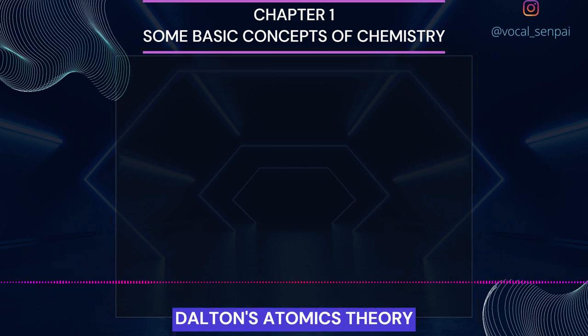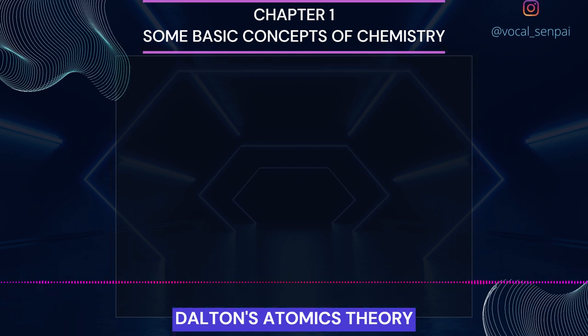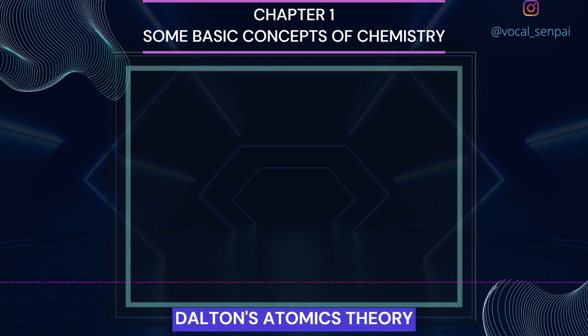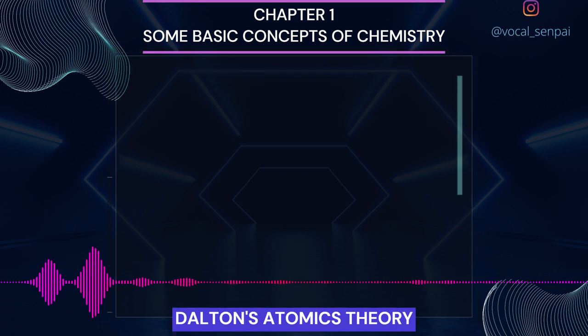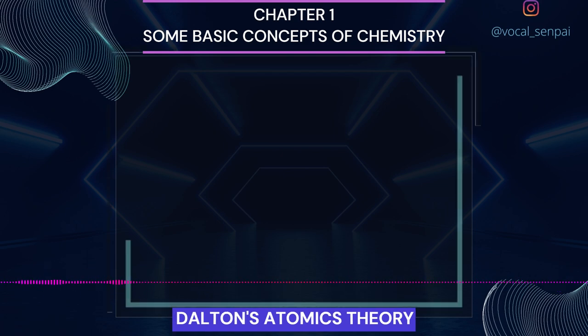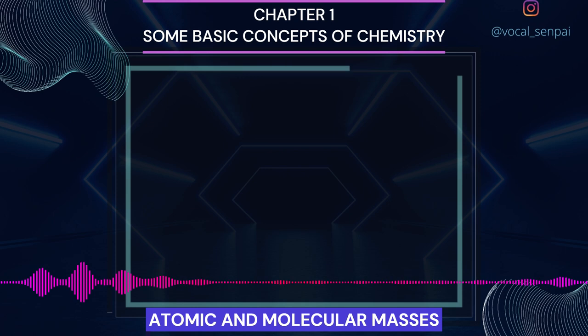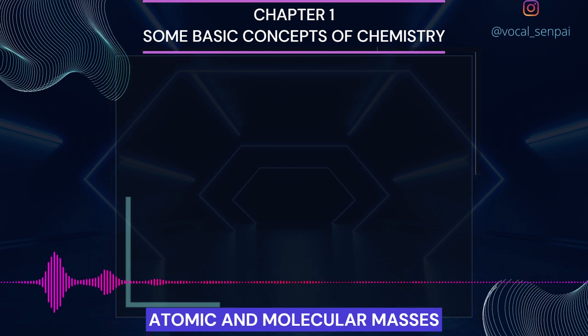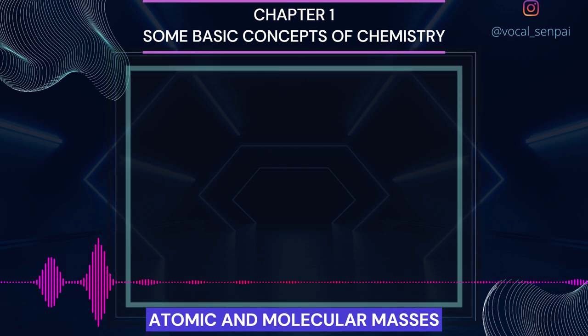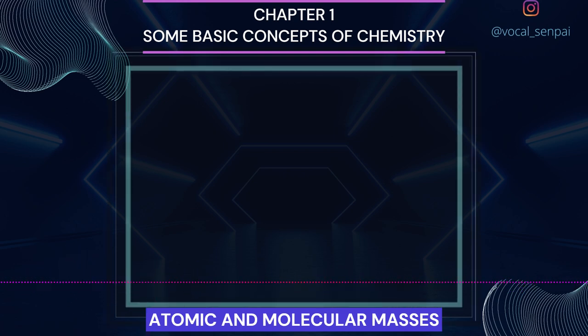Dalton's theory could explain the laws of chemical combination. However, it could not explain the law of gaseous volumes. It could not provide the reason for combining of atoms, which was answered later by other scientists. Atomic and molecular masses. After having some idea about the terms atoms and molecules, it is appropriate here to understand what we mean by atomic and molecular masses.